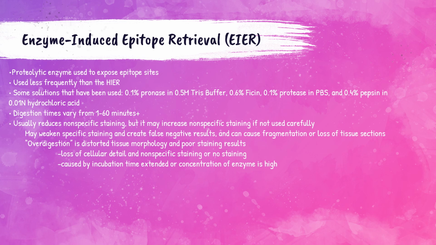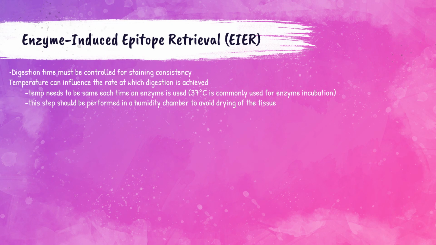Proteolytic enzyme digestion usually decreases nonspecific staining, and it may increase that nonspecific staining if not used properly. It can weaken specific staining, which can create false negative results. Overdigestion means there is distorted tissue morphology, which results in poor staining. This is caused by too long of incubation times or if the enzyme concentration is too large. For effective EIER methodology, digestion time should be controlled and the same temperature used. Usually a temperature of 37 degrees Celsius is commonly used for the incubation of enzymes.